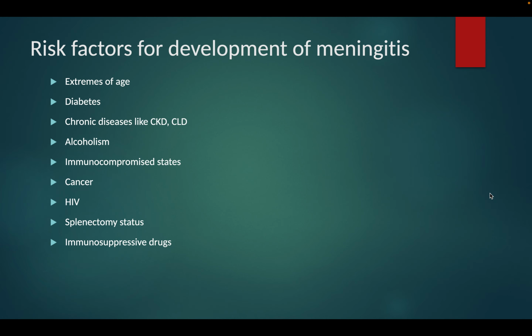And of course, the other immunocompromised states, especially when the patient is on steroids or other immunosuppressants, collagen vascular diseases, cancer chemotherapy, etc. Cancer per se can also be a risk factor. HIV actually can come everywhere, and it is one of the important risk factors for meningitis. Patients with splenectomy status, and of course, the immunosuppressive drugs which we have actually touched upon.